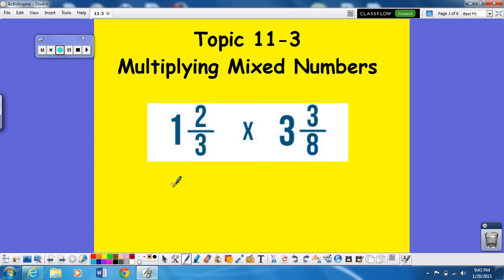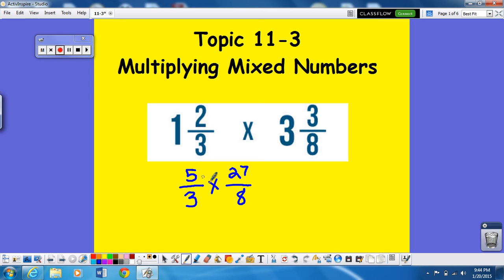And in order to multiply mixed numbers, this is very different from adding mixed numbers. Before we can even multiply, we have to change these into improper fractions. So if you remember how to do that, you make it MAD. Multiply, add, denominator. So 3 times 1 is 3, plus 2 is 5. So this fraction would be 5/3 times 8 times 3 is 24, plus 3 is 27. And denominators never change.